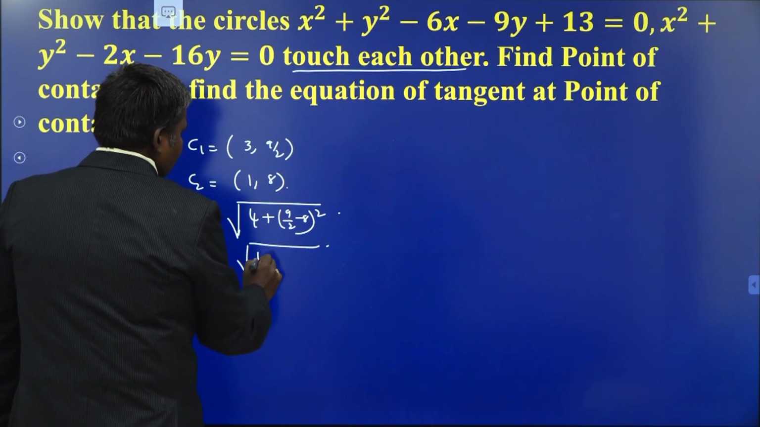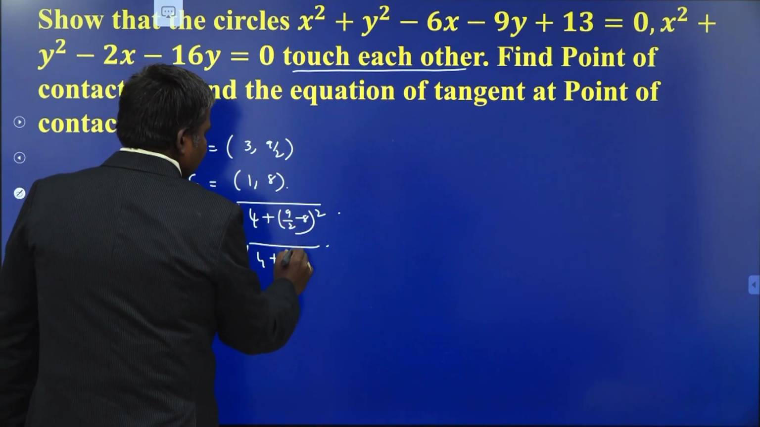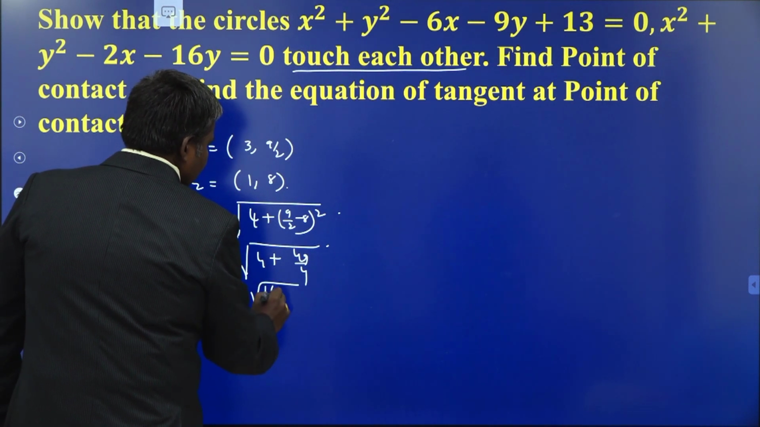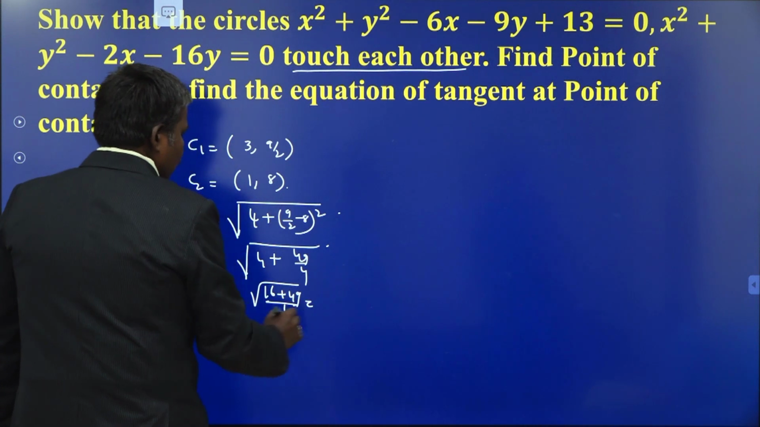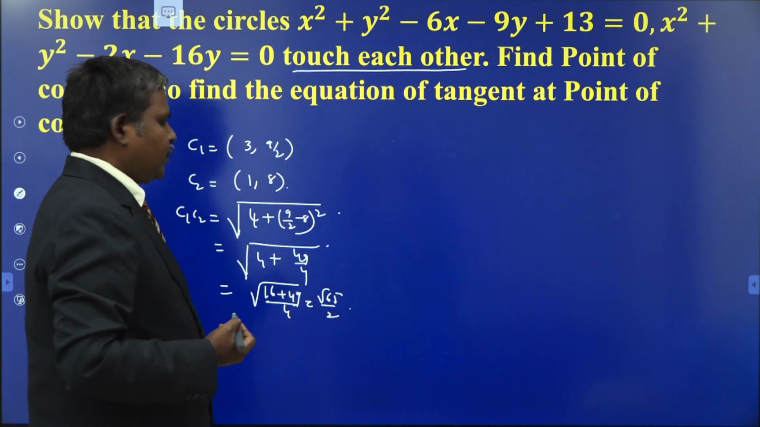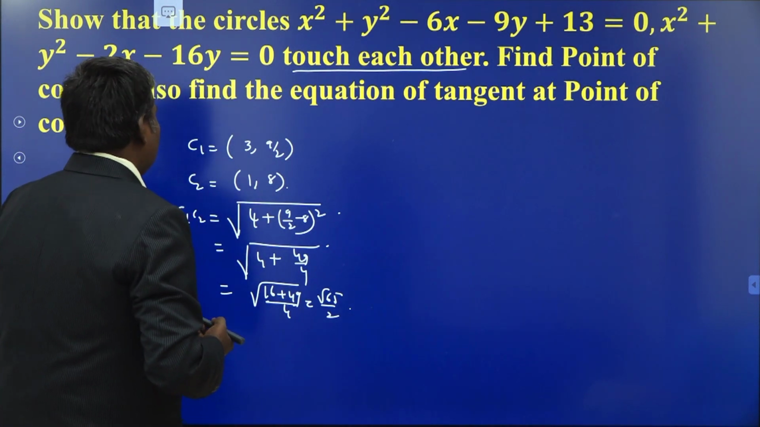This is nothing but root of 4 plus 7 squared, 49 by 4. That is root of 16 plus 49 by 4. This is root 65 by 2. Okay, this is the distance between the two centers.